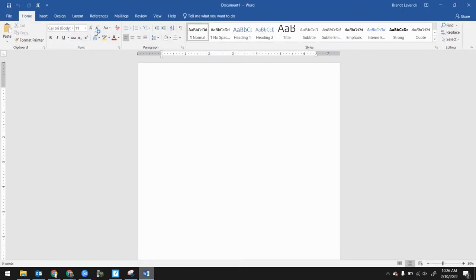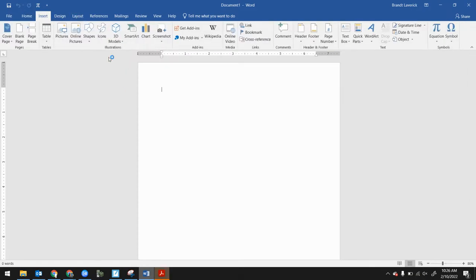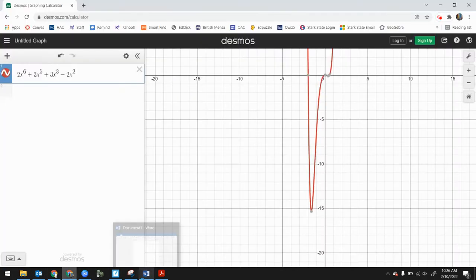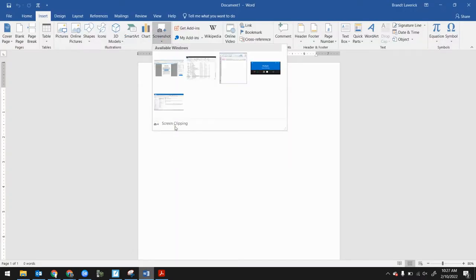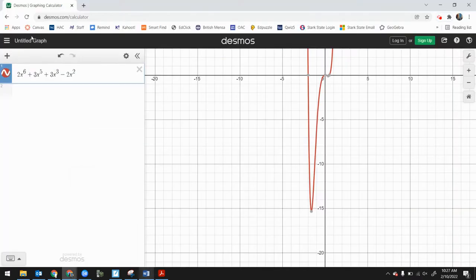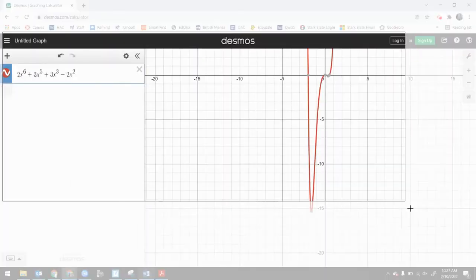So in a Word document, you could also insert a screen clip here. If you go in the Insert tab, you could do a screenshot there. So if you were here with Desmos open, you'd have to have it open, bring up the Word doc, screenshot, drop it down, screen clipping. And then that's what I would need to see.